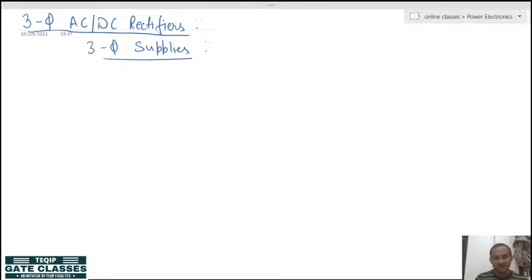As we know, when we talk about 3-phase supplies, first of all we have to know that a balanced 3-phase supply means it should be balanced in magnitude as well as in phase. Magnitude means all the magnitudes must be the same, and for a 3-phase system all the phases must be 120 degrees apart. So it should be like this. This is phase A, this is B, this is C, and I am drawing here the reference phase voltages. I am taking AN as the reference phase.